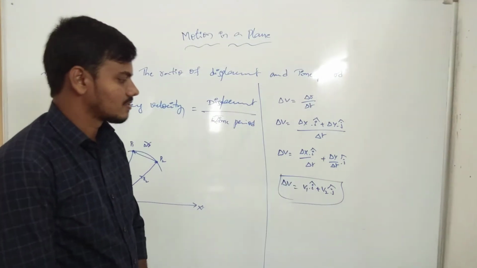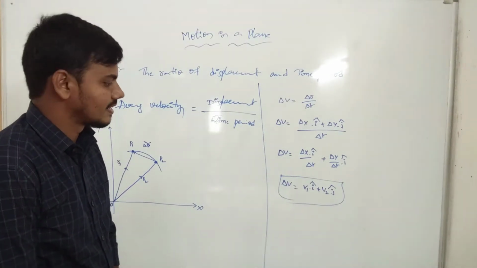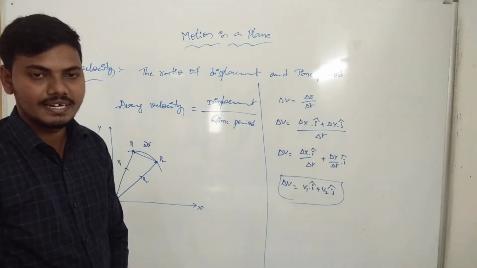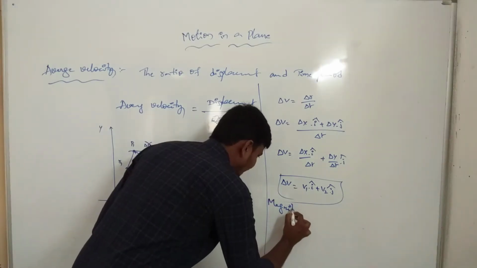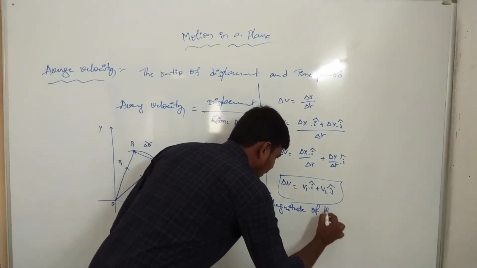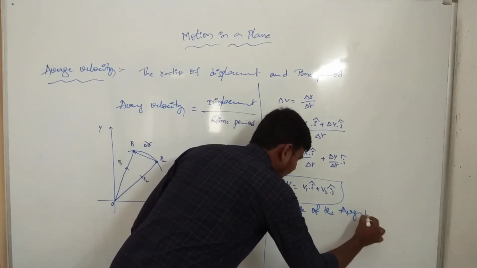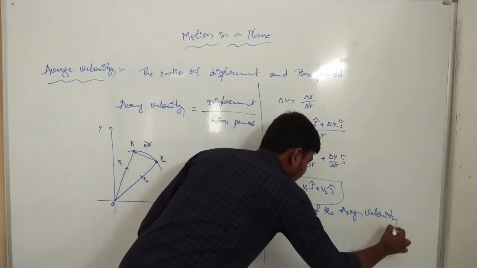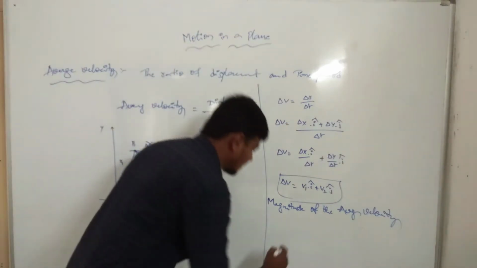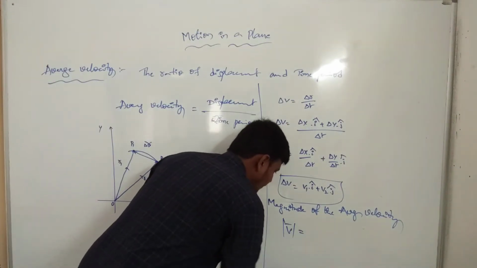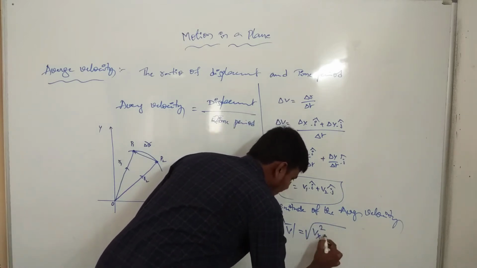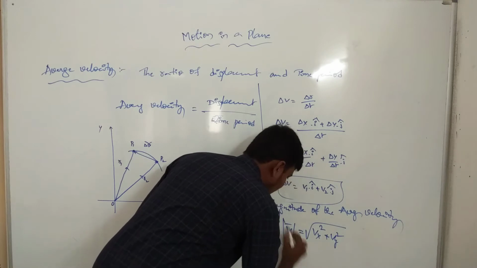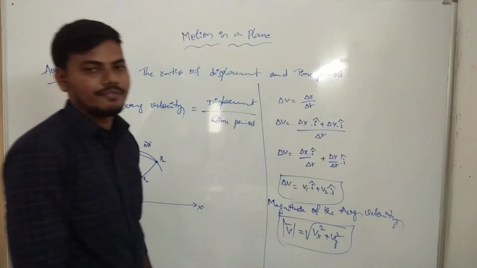Now delta v is equal to v1 into i cap plus v2 into j cap. Now this is the average velocity. We can take the magnitude of the average velocity: the magnitude of v1 is equal to the square root of vx square plus vy square. Now this is the magnitude of the average velocity.